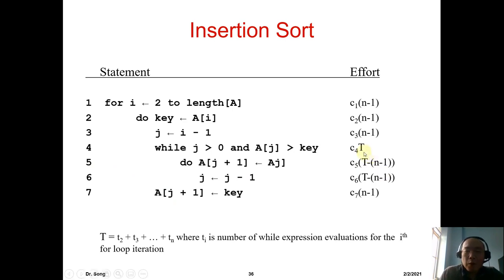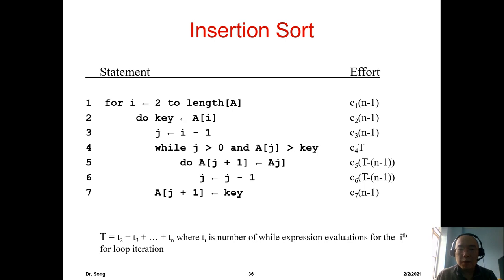Okay, if line 4 is executed T times, how many times are line 5 and line 6 executed? It should be T minus (n-1). Why? Because if for one value, to insert it into the right place, line 4 is executed k times, then how many times are line 5 and line 6 executed? This should be k minus 1.